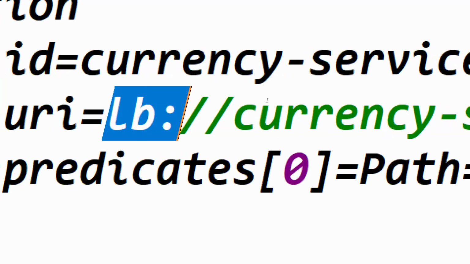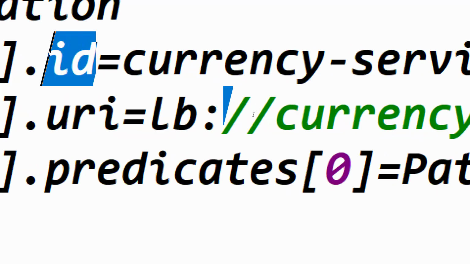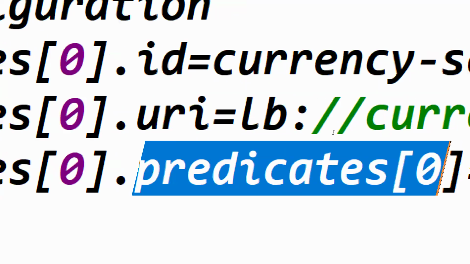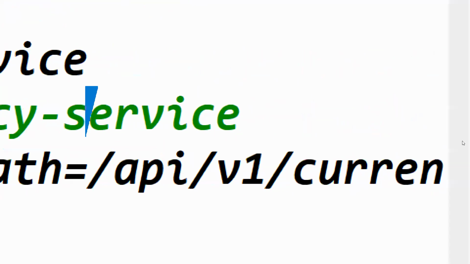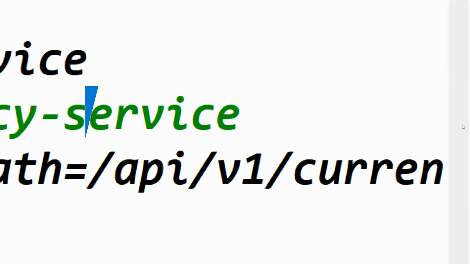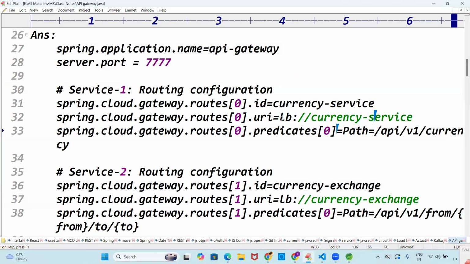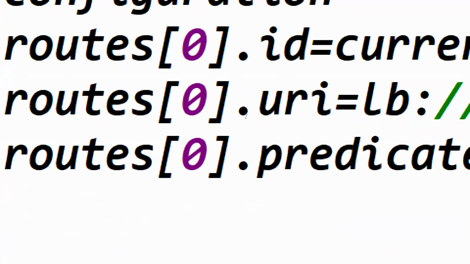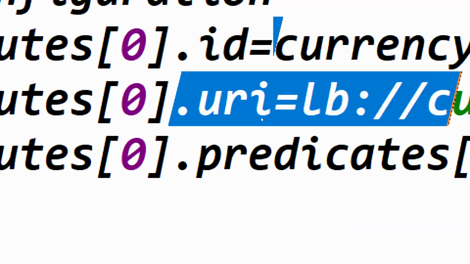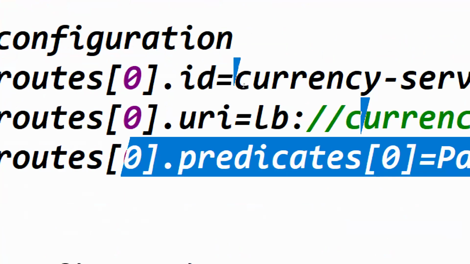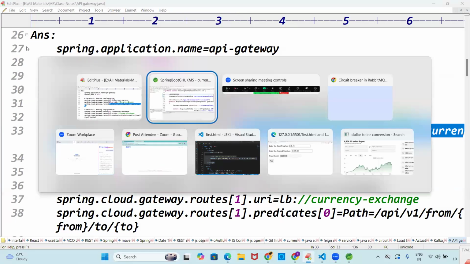This is the application ID, meaning the service name, guys. URI means load balancing related data, and predicates means URLs. Predicates of zero, here we have the URLs like API slash v1 slash currency, like that. This is a predicates URL. So in total three things here. One is ID, meaning application name. Second is URI, meaning load balancing purpose. Third one is predicates, meaning URLs. Like that, we can give the details for the API gateway, guys.